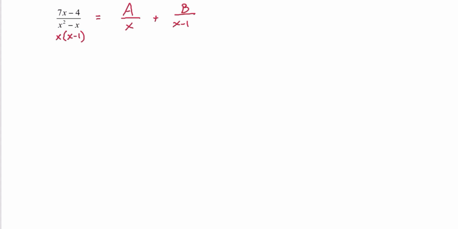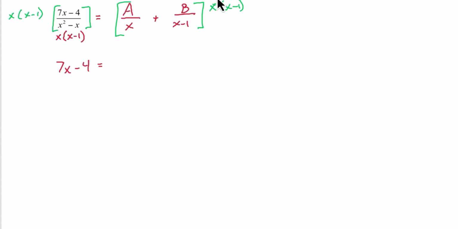Next, we multiply both sides of the equation by the LCD. The LCD is that factored version of the original denominator, x times x minus 1. On the left side, when we multiply the original fraction by the LCD, notice the LCD and the denominator are the same, so those are going to go away, leaving us with the numerator of the original fraction, 7x minus 4.